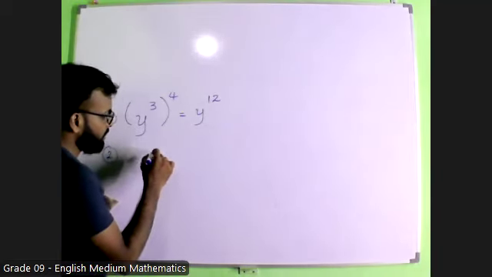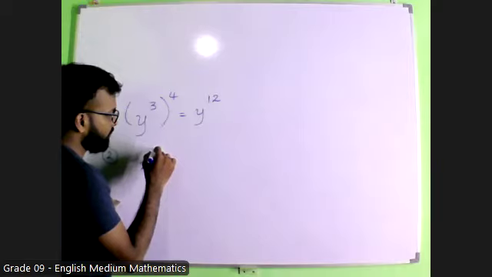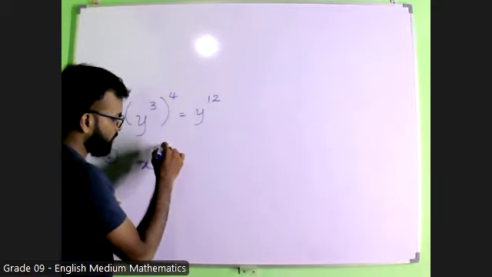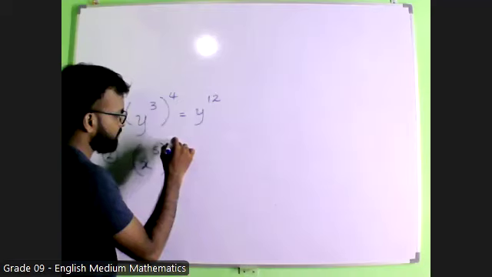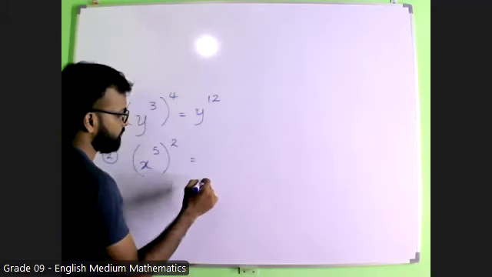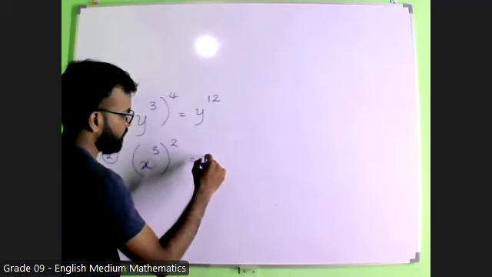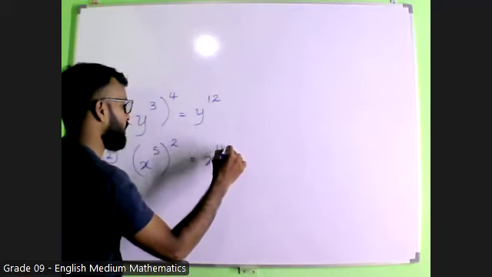X to the power 5 to the power 2. 5 times 2 is 10. X to the power 10.